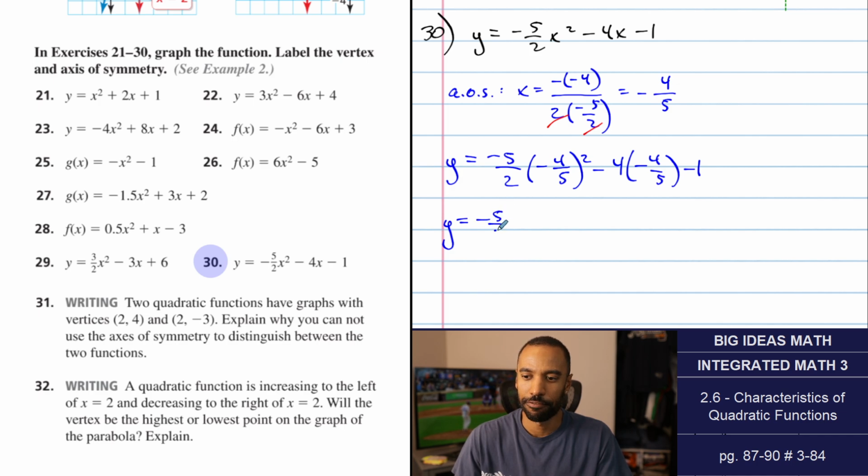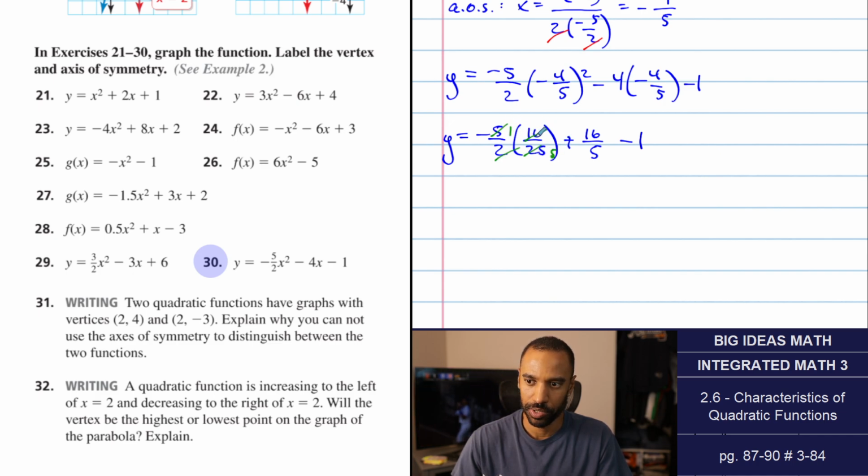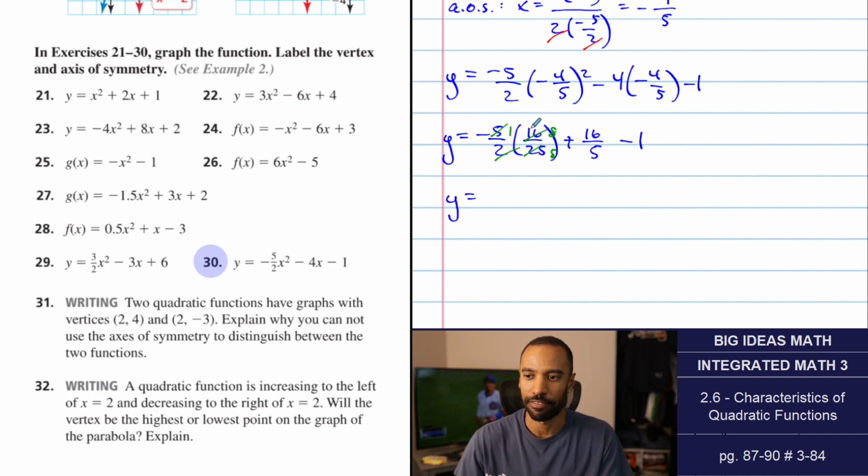So negative 5/2 times 4 squared is 16, 5 squared is 25, plus 16/5 minus 1. I should probably put the 1 as fifths as well. Now, 5 over 25 is 1/5. 16 over 2 is 8. So we have negative 8/5 plus 16/5. What do you think negative 8/5 plus 16/5 is? Positive 8/5. Okay, it goes back to the other side. And then minus 1 is minus 5/5, which is 3/5.